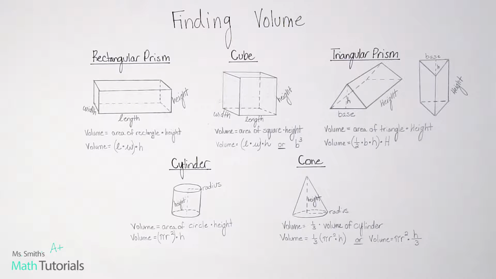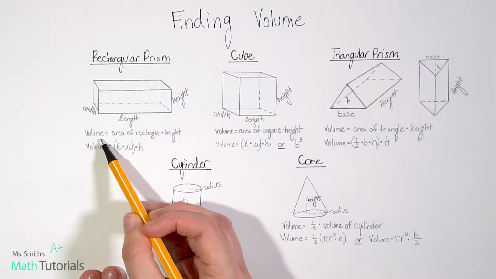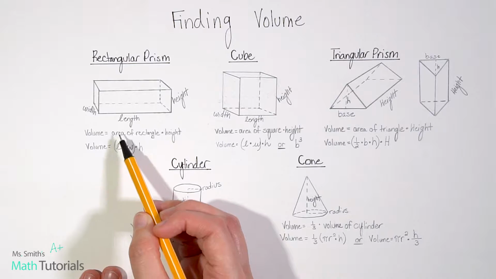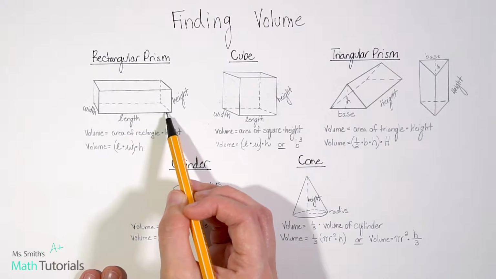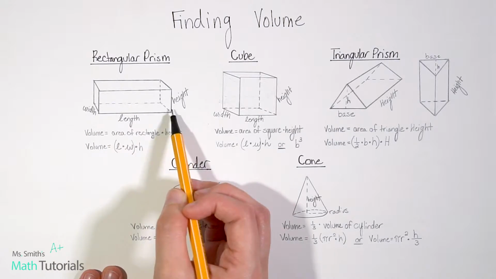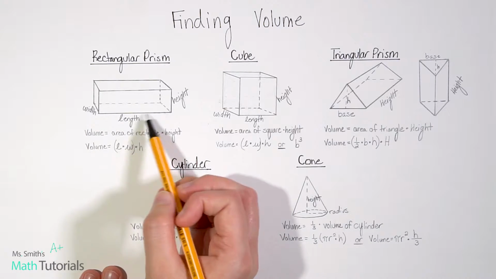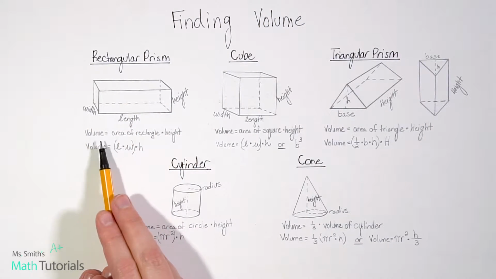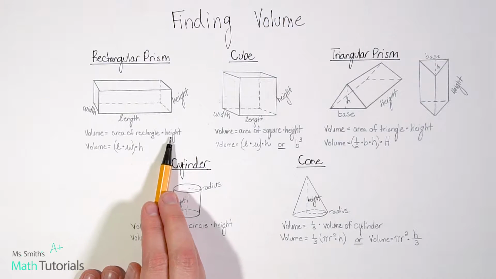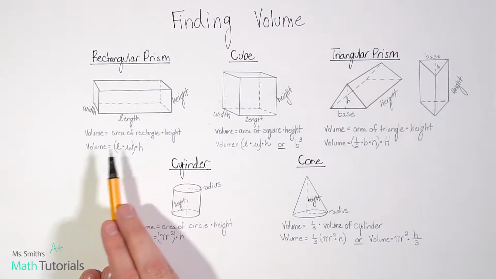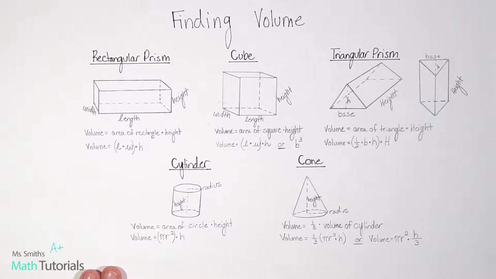So for this first one, a rectangular prism, when we find volume, we're just asking, okay, what is the shape of the base? Like the bottom part of this picture, hopefully you can see that that's a rectangle. So we just find the area of the rectangle and then multiply it by how tall the object is, the height. Hopefully you know that the area of the rectangle is length times width.